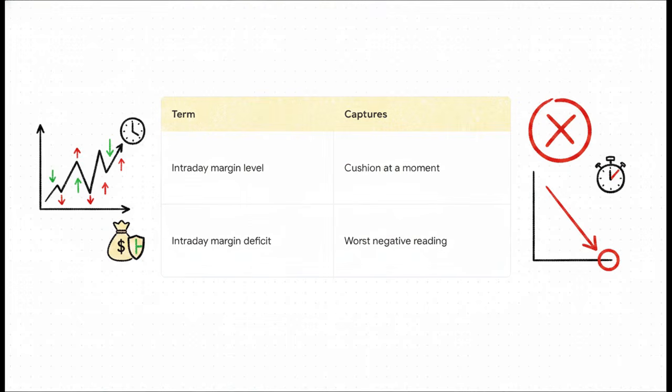Let's put these two easily confused terms side by side because test writers love swapping them to mess with you. On the left, we've got the intraday margin level. That is the account's margin cushion at a specific moment in time. It fluctuates constantly, up and down, positive or negative.